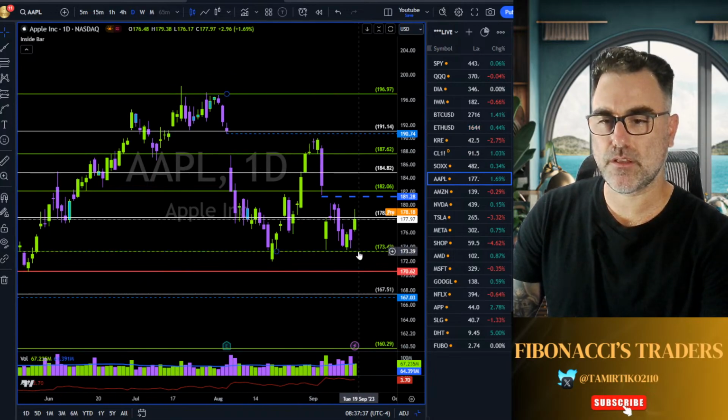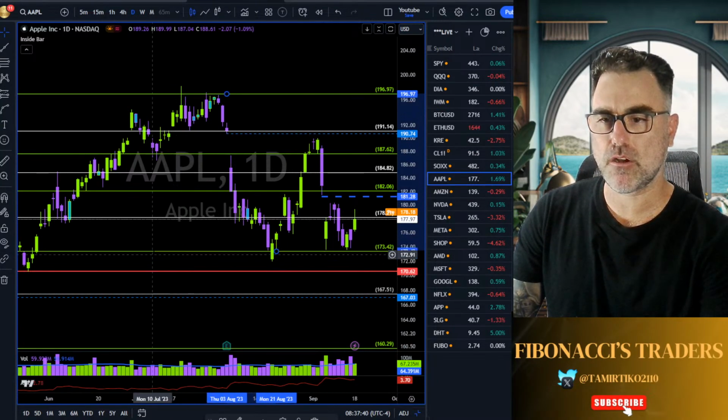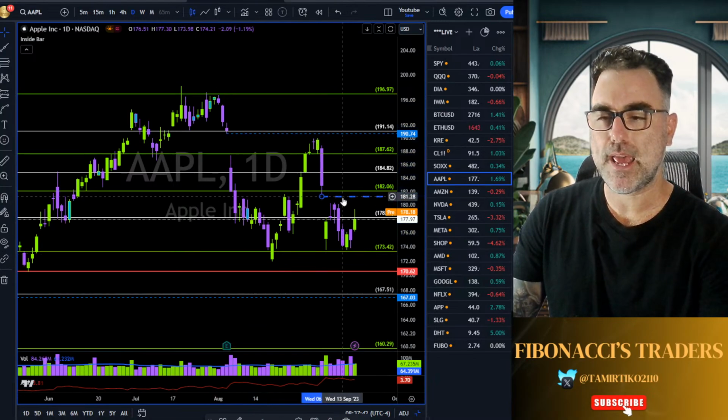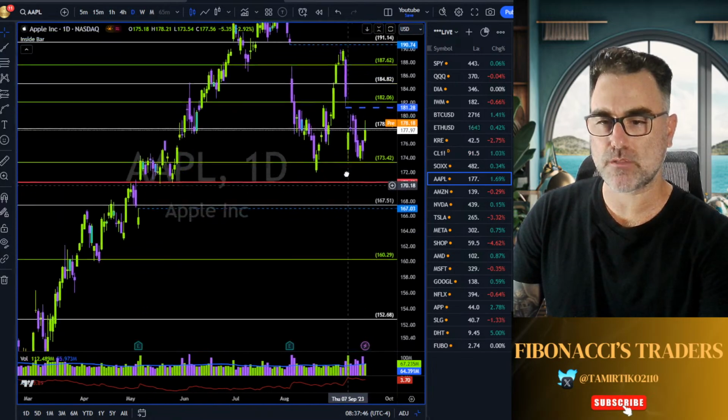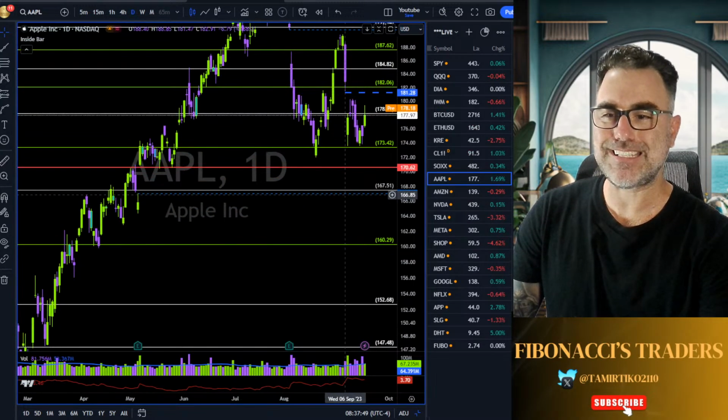Apple, 173 is holding. We have a double bottom scenario of the 173. We have a gap at the 182. Below the 173, 170 needs to hold. Otherwise, we are heading towards the 167 gap.